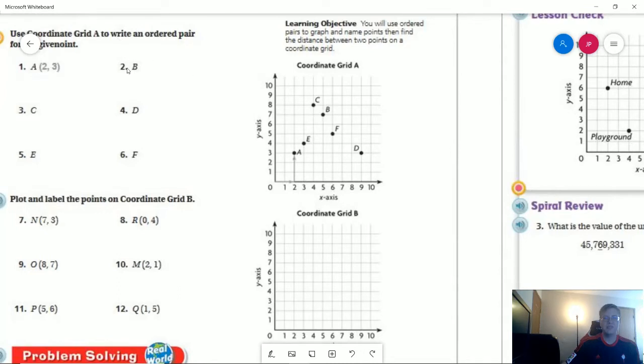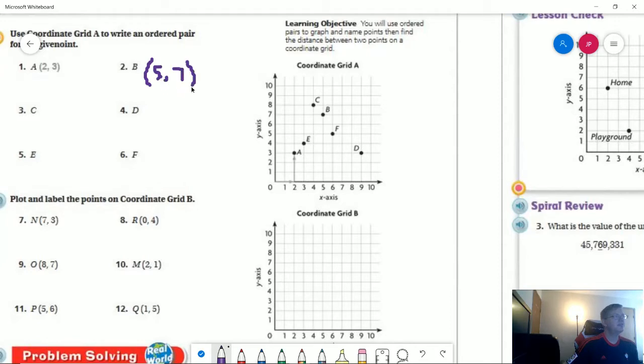So let's take a look at number 2. We wanted to find point B. And we are going to count over to the left first, which gives us 5, and then we're going to count up to 7. So that is going to give us the ordered pair 5, comma 7.